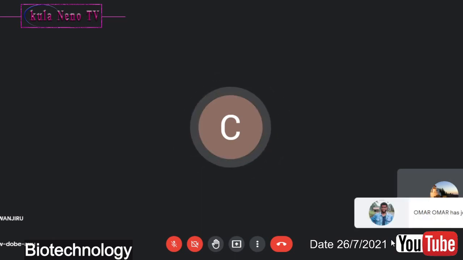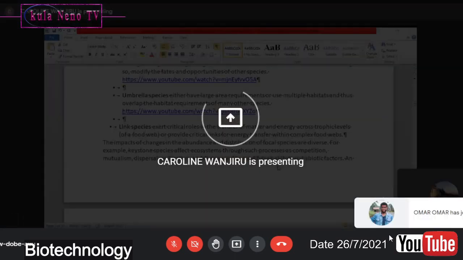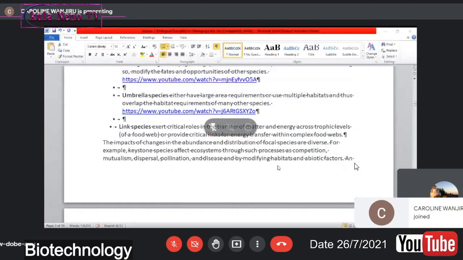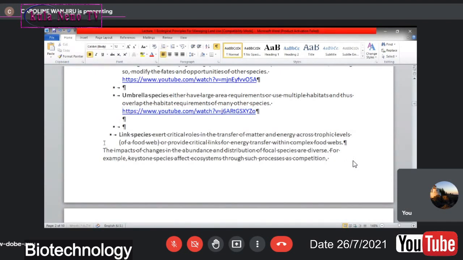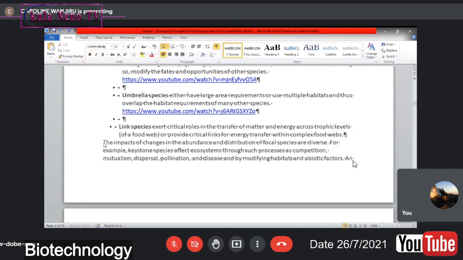Okay, so that was simply telling us about the differences between the keystone and the umbrella species, so that we don't get confused. Then we have the last one, the link species. These link species have critical roles in the transfer of matter and energy across trophic levels and across food webs. And if they are missing, then there's trouble.